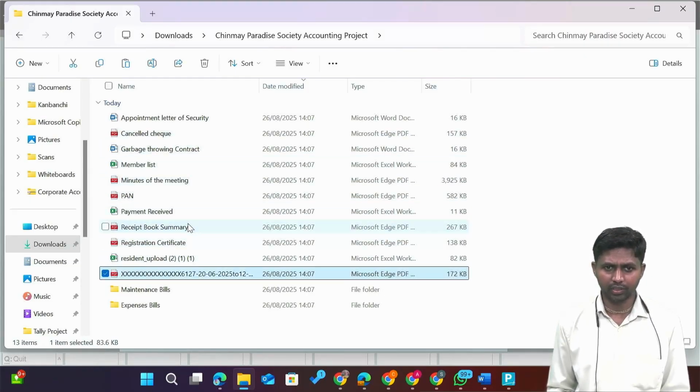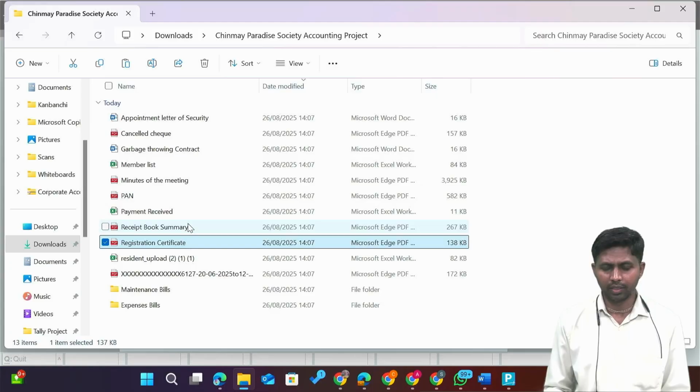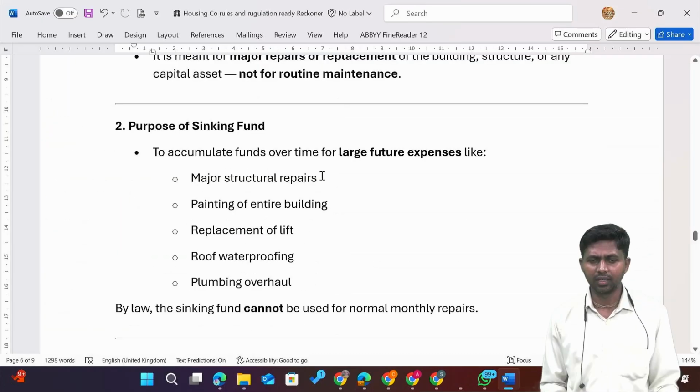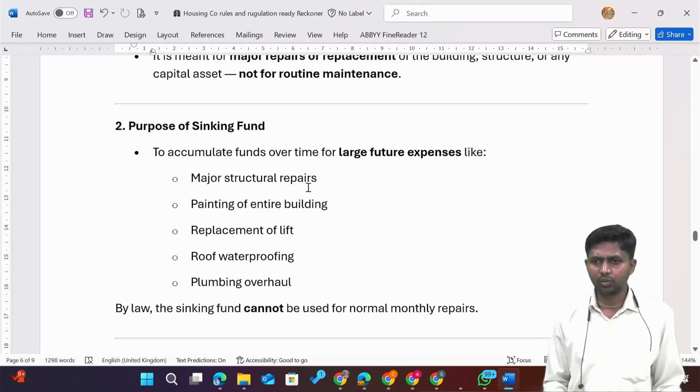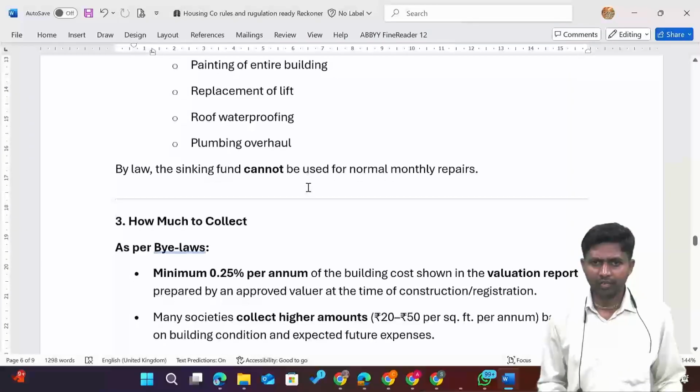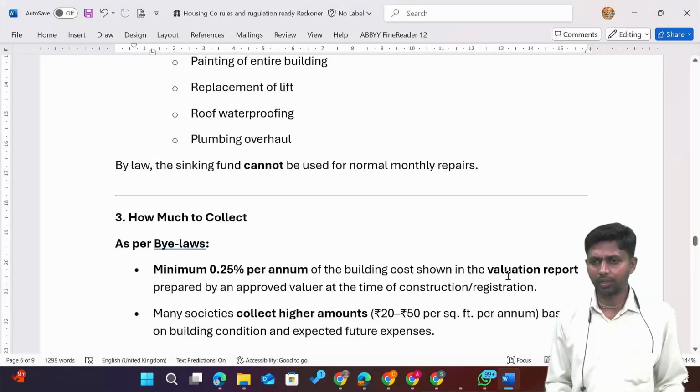Now, do we have registration? Yes, we have. Where is that? Here you will find the registration certificate. And how much to provide for? 0.25%. Okay. 0.25% of what? Of the valuation report, the building valuation.